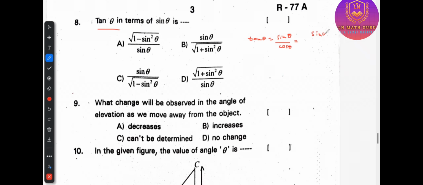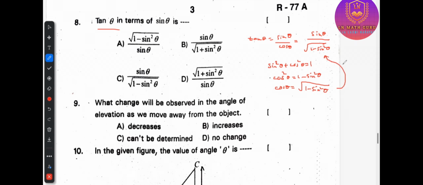That's why I can take sine theta over under root of 1 minus sine square, because you know the identity that sine square theta plus cos square theta equal to 1. So I need cos in terms of sine. That's why cos square equal to 1 minus sine square theta. Then cos theta is nothing but I can take the square root on both sides. That will be under root of 1 minus sine square. If I replace the cos in terms of sine theta over 1 minus sine square. So your option will be the C.